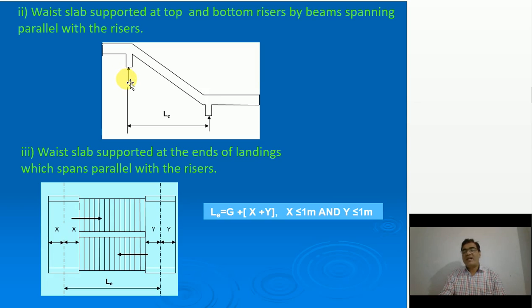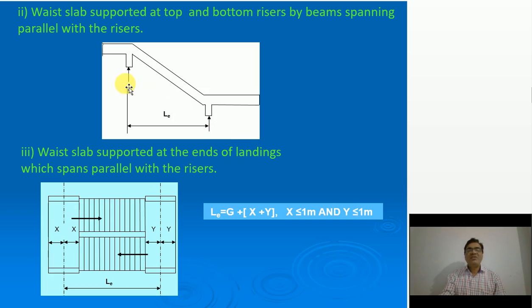provided, not at the end of the landing. The location of the beams are at the end of the going part. That means below the first riser and below the last riser of that flight. So in that case, the effective span is considered as center of this beam to center of this beam. So landing part is not considered.